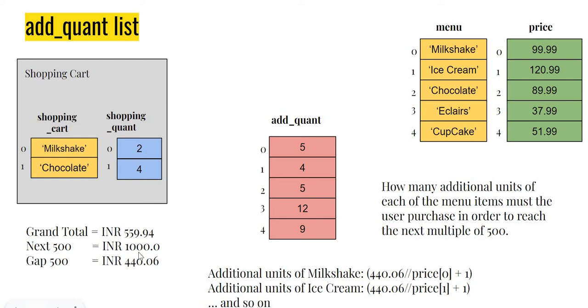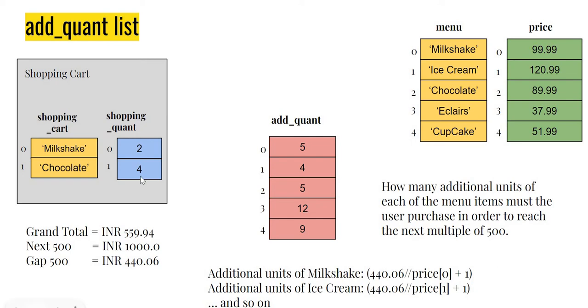So we are going to tell the user, hey, look, if you spend 1000 rupees, I'm going to give you some amount of discount. And we know that to get from where we are, roughly 560, to 1000, the user must spend, which is called the gap 500 in our program, roughly another 440 rupees. Now remember that the program basically works with these four lists till now, which are menu and price, which are always static, always built once and stay there. On the other hand, there's shopping cart and shopping quant, which we are now reading because they have been built up.